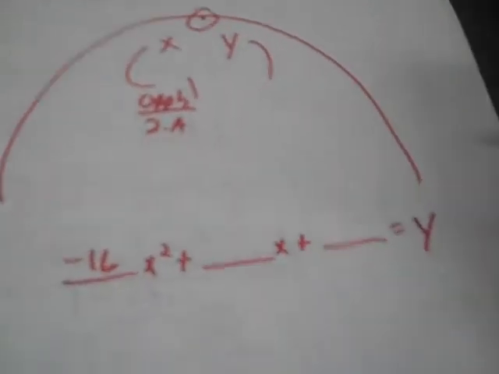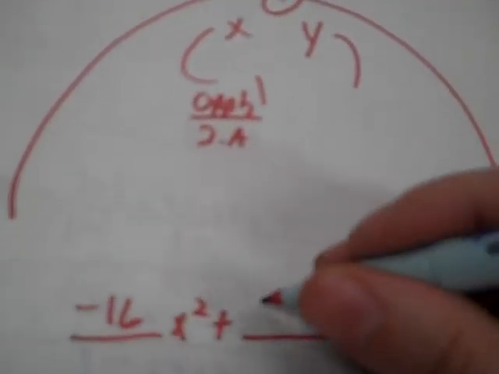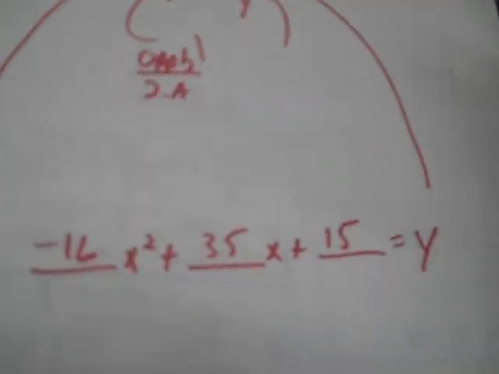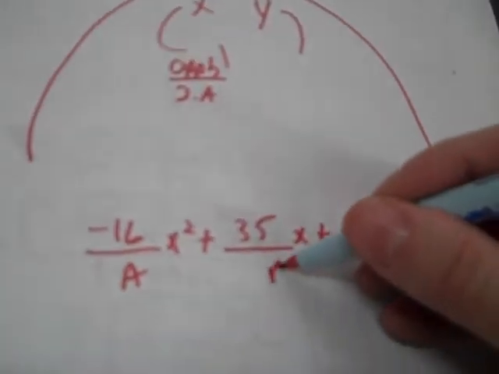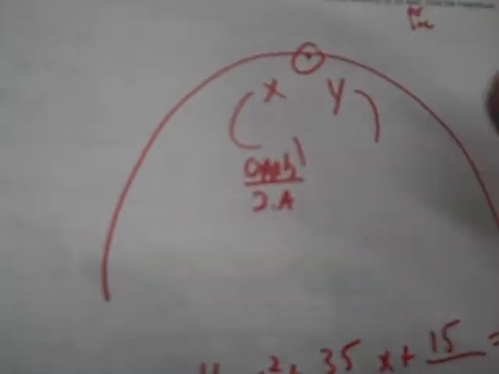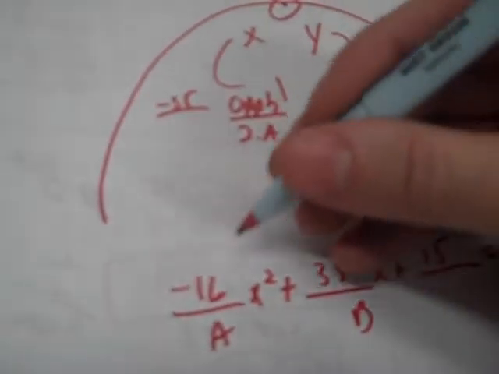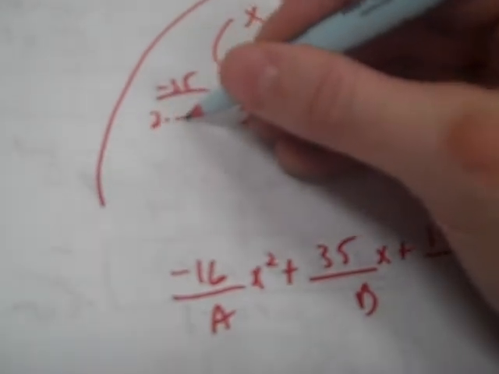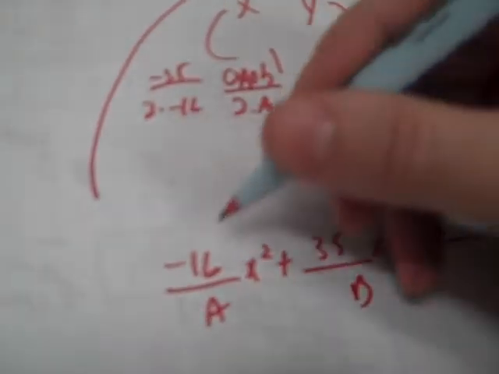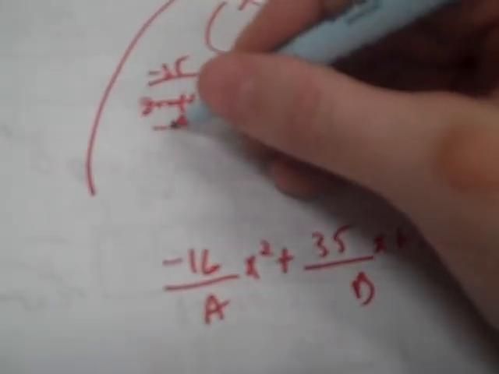I'm going to know a and b instantly. Negative 16, 35 feet per second, and we began at 15. And now I have a and b pretty well cut and dry. So the opposite of the b would be negative 35, and then I take 2 multiplied by negative 16, 2 times a. So that's negative 32. And I just find that quotient. Remember, top divided by bottom, 1.09.